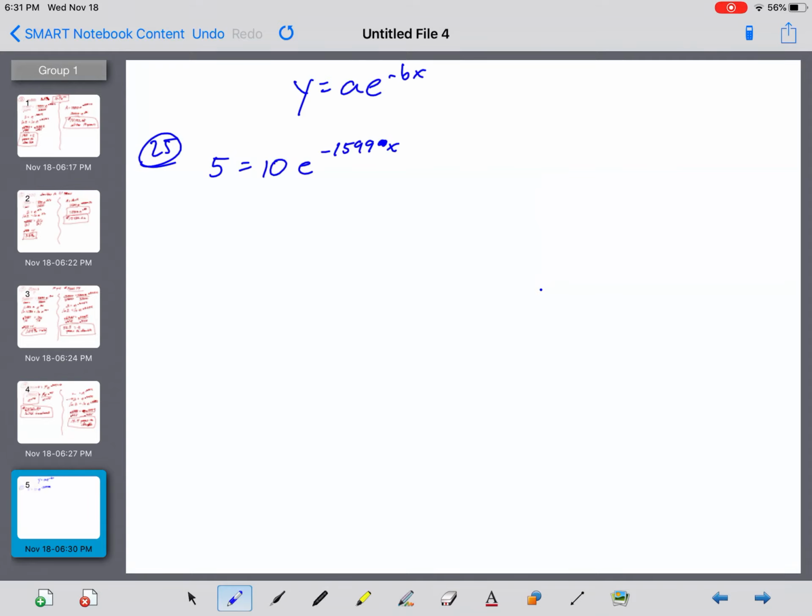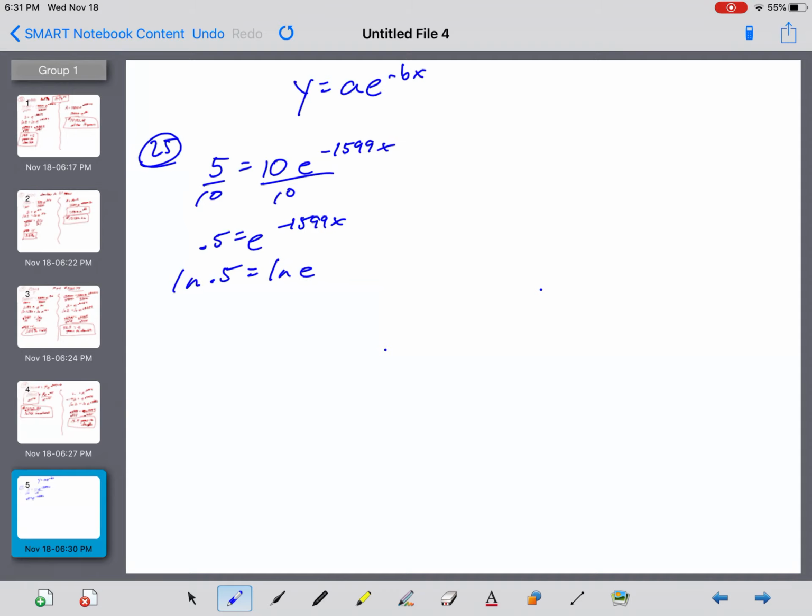Oops, and then the x. The x is kind of the rate of decay. Put that back in there. All right, so we're going to divide just like we did back in the other ones. We're going to divide by 10, but there's a 0.5. That's what you'll always get when you're doing half-life, is a 0.5 right there. Excuse me, 0.5 is equal to e to the negative 1599x.